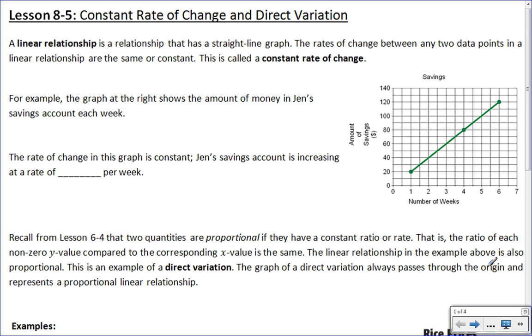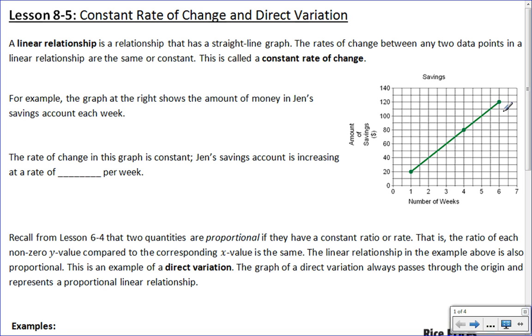For example, the graph at the right shows the amount of money in Jen's savings account each week. We can see from this graph that this is a straight line, which means that this is a linear relationship, and the rate of change between any of the data points along this line will be the same. So if I were to use this point here at 1 week and $20, and then this point here at 4 weeks and $80, the rate of change between those two would be the same as the rate of change between this point and this one up here at 6 weeks and $120. So any graph that's a straight line will have a constant rate of change.